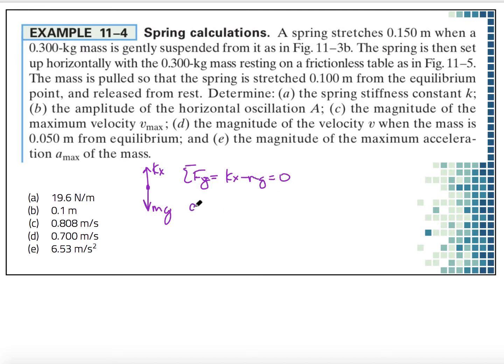So for question A, we want to find the spring constant k. So k, according to this equilibrium statement, must be equal to mg over x or y, either way. And so if we substitute these values, we're going to have 0.3 times 10 over 0.15 for a stiffness constant or spring constant of about 19.6, or if we're doing the math, 20 newtons per meter. For question B, you really don't have any work to do. So it says that this mass is pulled so the spring is stretched 0.1 meters from the equilibrium point and released from rest. So keep in mind that this is horizontal on a frictionless table.